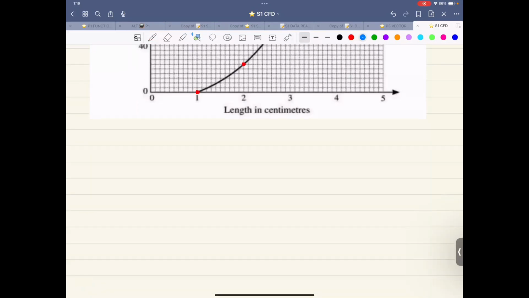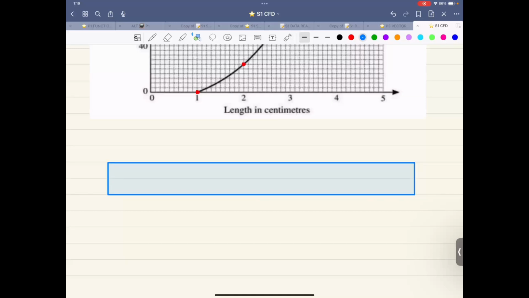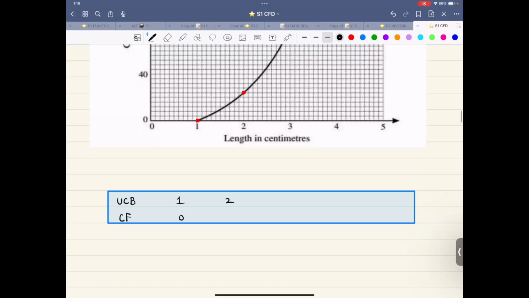So let's use this table and jot down the results. First of all, let me draw up whatever is over here, and let me write that this is the upper class boundary and the cumulative frequency. When the upper class boundary is 1, the cumulative frequency is 0. When the upper class boundary is 2, this value is how much? So this is 1, 2, 3, 4, 5, 6, 7, 8, 9, 10. 10 small squares on the vertical axis. 10 small squares make up 40. Therefore, 1 small square is equivalent to 4. So this is 1, 2, 3, 4, 5, and 6. So this is 24. So this value over here is 24.